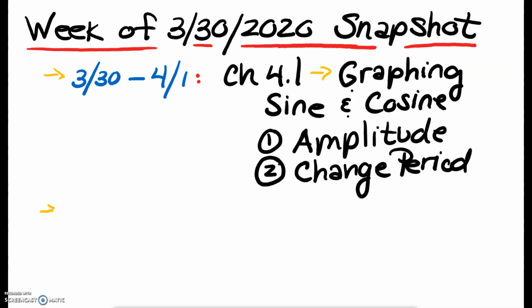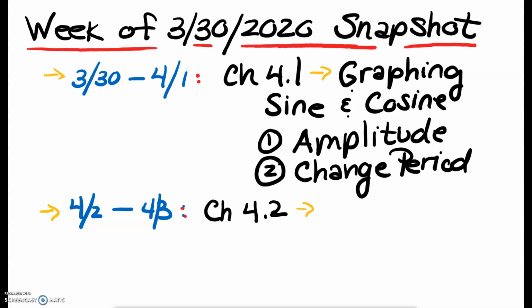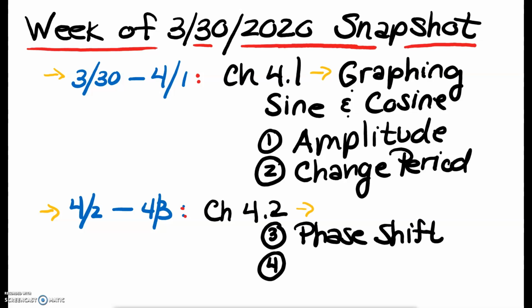All right, so what are we going to be doing the rest of the week? It will be from 4.2 to 4.3. We will be looking specifically at chapter 4.2. And that will be talking about not just graphing the sine and cosine function with amplitude and a change in period, but we're going to be looking at phase shifts and vertical shifts and what those equations look like.